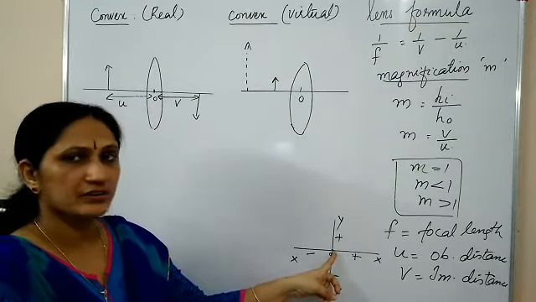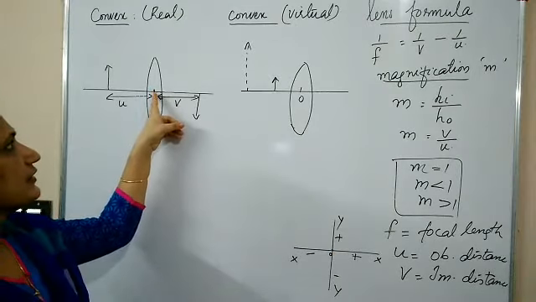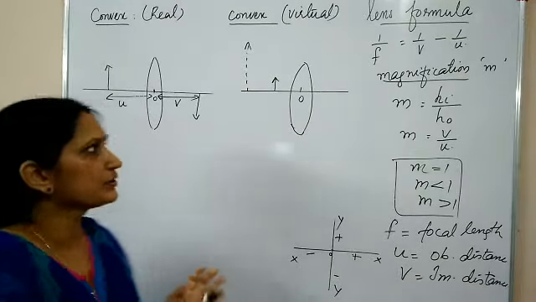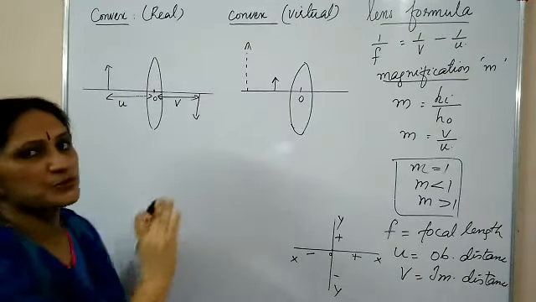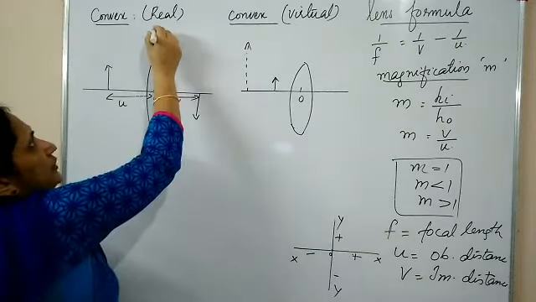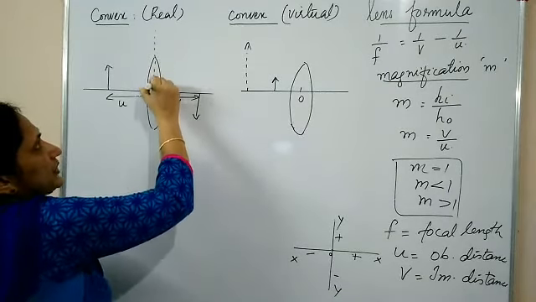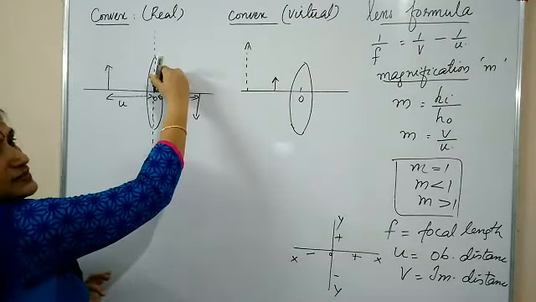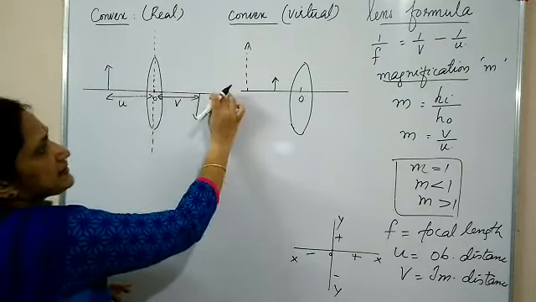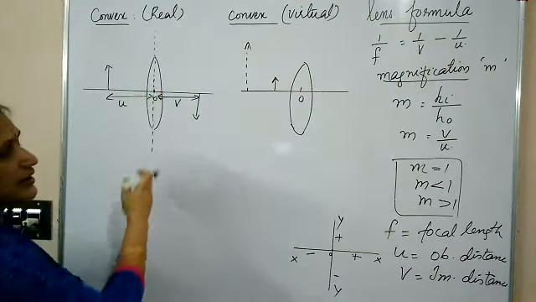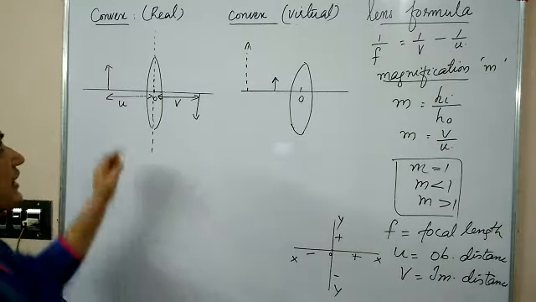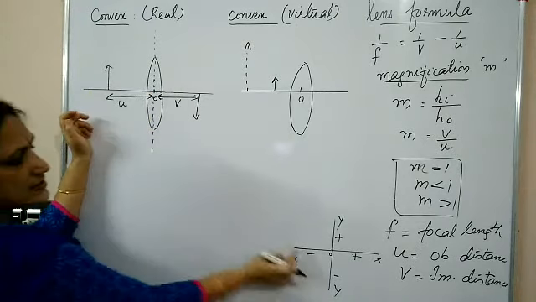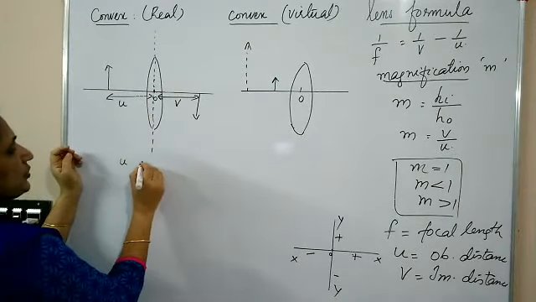This origin you have to assume as the optical center. Optical center you assume as the origin, this principal axis as the x-axis, and if you draw a line like this, that is to be assumed as the y-axis. Remember, optical center as origin, principal axis as x-axis, and this dotted line as the y-axis. Now you can decide the sign. See, u comes on this side, and this side of the axis is of negative sign, that means u is negative.